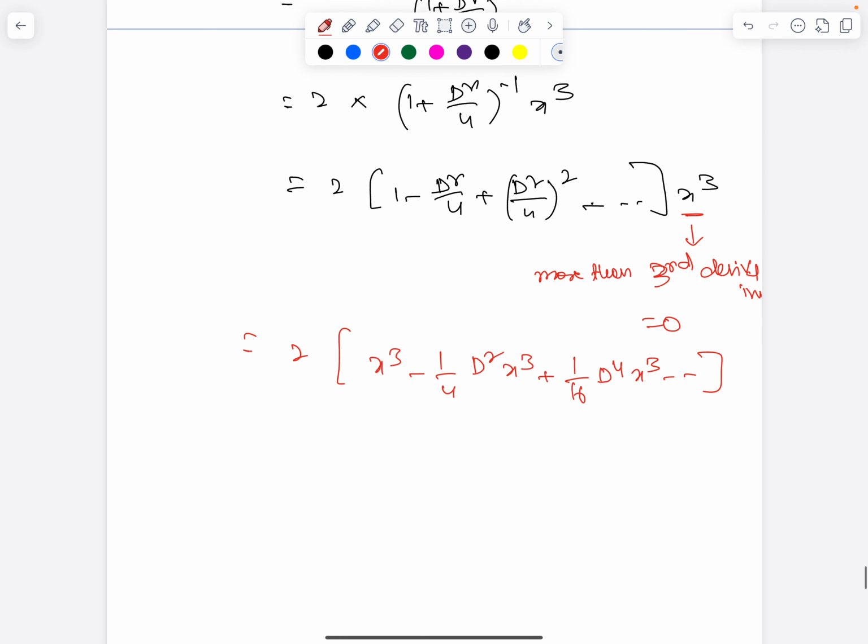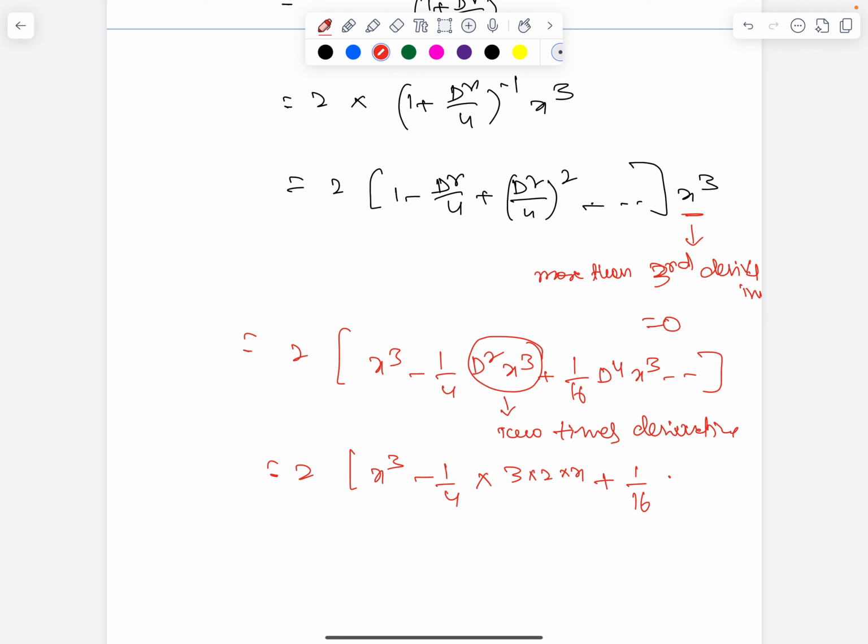You see that these are derivatives. The moment you apply derivatives, minus 1 by 4, first derivative is giving 3x square, the other derivative is giving 2x. Therefore if you apply 2 times derivative, this is 3x square into 2x. Therefore, this is becoming 1 by 16 into 4 times derivative. Third time derivative, this is a constant. Fourth time derivative, this is 0. All future terms will be 0.